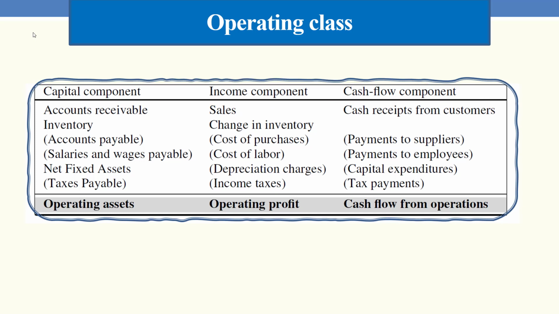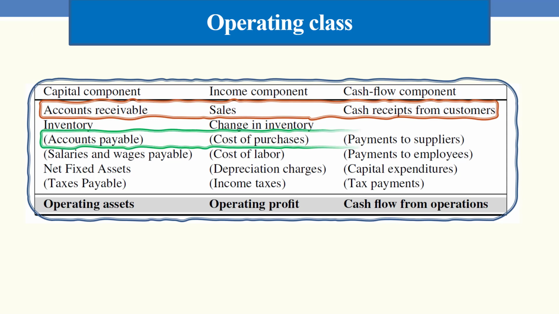For example, accounts receivable represent the balance of money due to a firm by its customers for goods delivered but not paid yet. This balance increases by the sales revenues of the period, but decreases by the cash paid by the customers to the firm in that period.